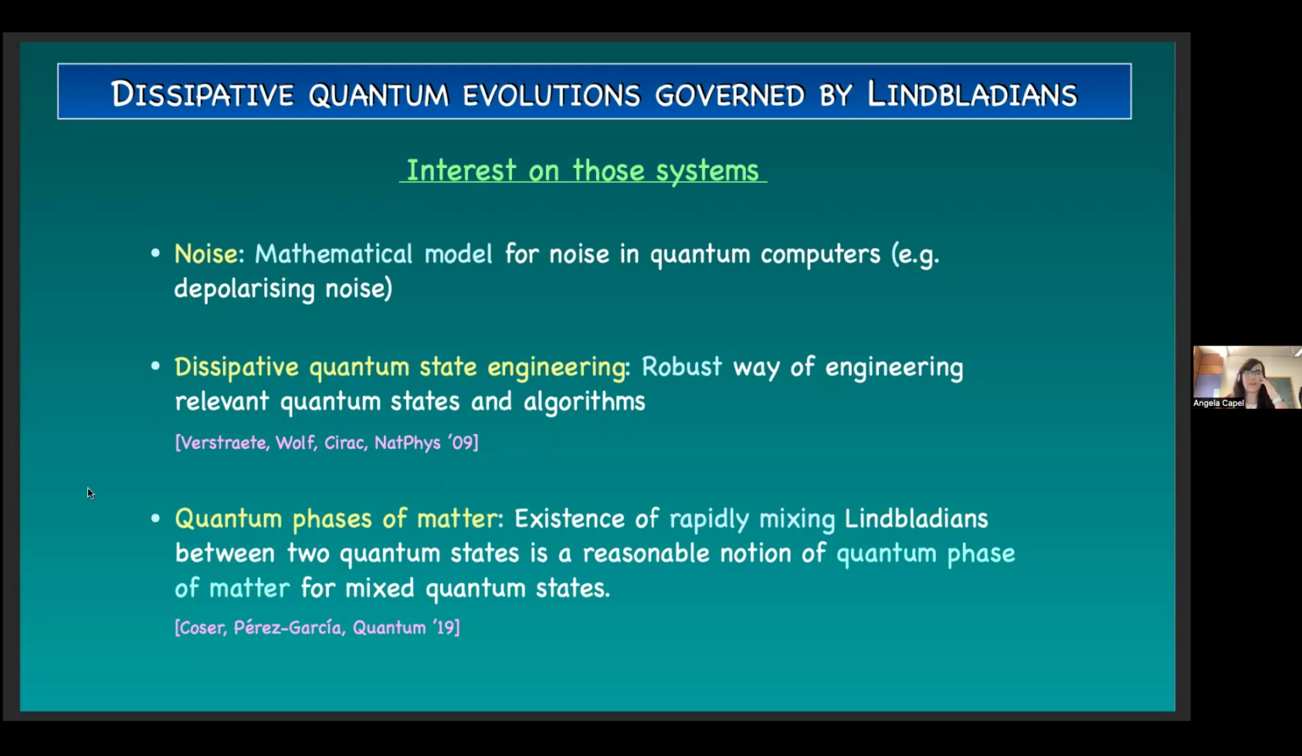So one totally different application has to do with quantum phases of matter. The idea here is that if we want to provide a definition for a relevant notion of quantum phase of matter for mixed quantum states, it's not totally clear how to do it, and there are several attempts in the literature. One recent way to do it that has become quite well known and appreciated by the community has to do with the existence of rapidly mixing Lindbladians between two of these mixed states. So the idea essentially is that you say that two mixed quantum states are in the same phase of matter if there is a rapidly mixing Lindbladian that brings one to the other, and then another rapidly mixing Lindbladian that brings the other one to the first one. When you have these two Lindbladians, then you can say that both of these states are in the same phase, and therefore we have to understand Lindbladians to be able to classify states in this form. So this is one possible way to motivate the study of these kinds of systems.